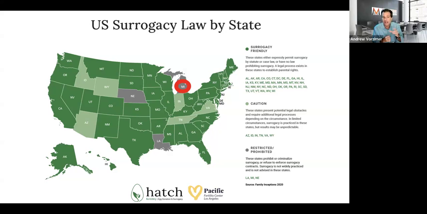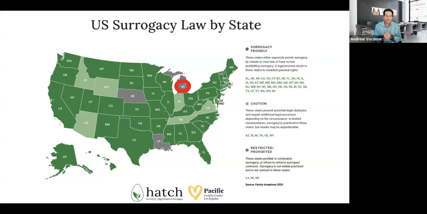Other states that are highlighted in light green, like Arizona, as an example, and Indiana, they find the contracts to be void and unenforceable, even though there's no criminal penalty. So the first issue we always have to look at, the threshold issue that Hatch does such an amazing job of, is recruiting surrogates that come from states where we have a valid and enforceable contract.